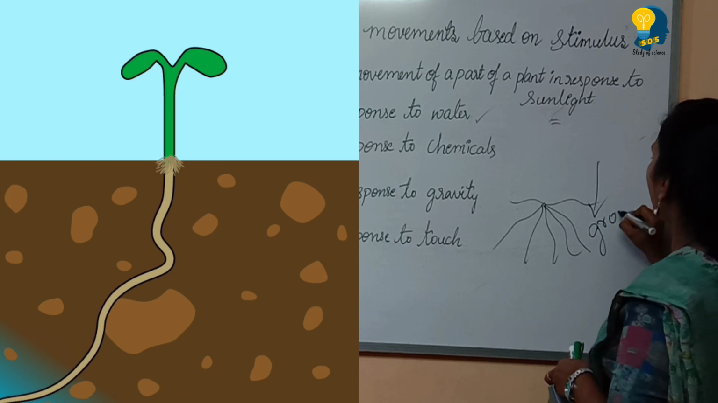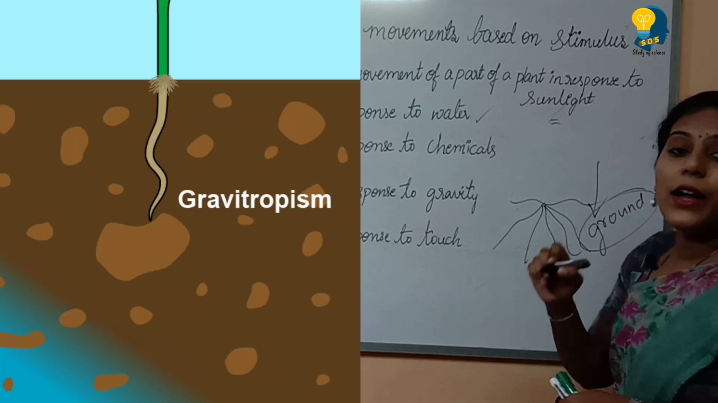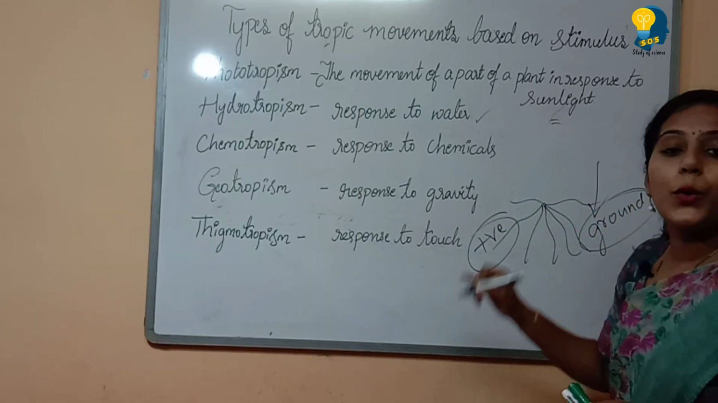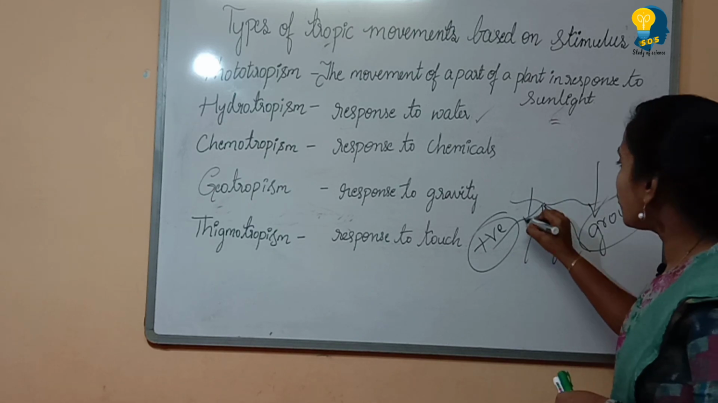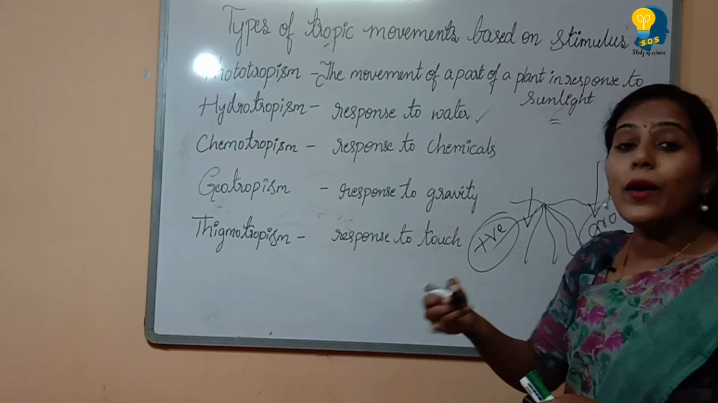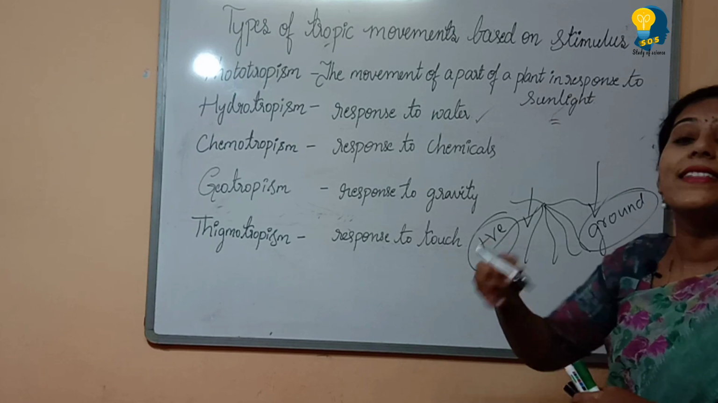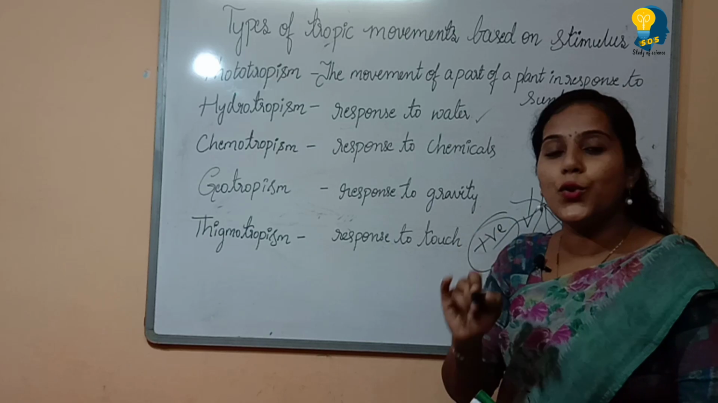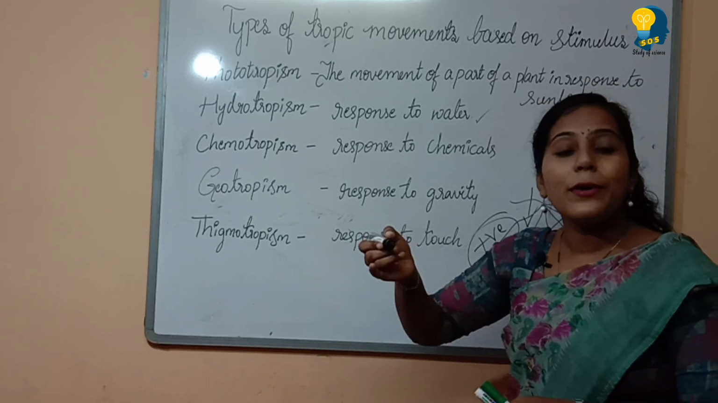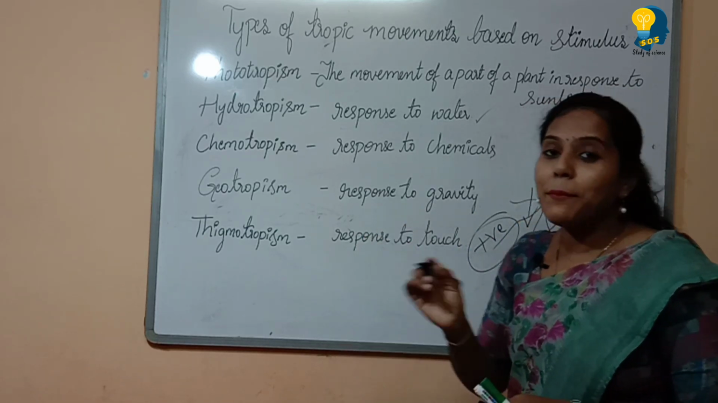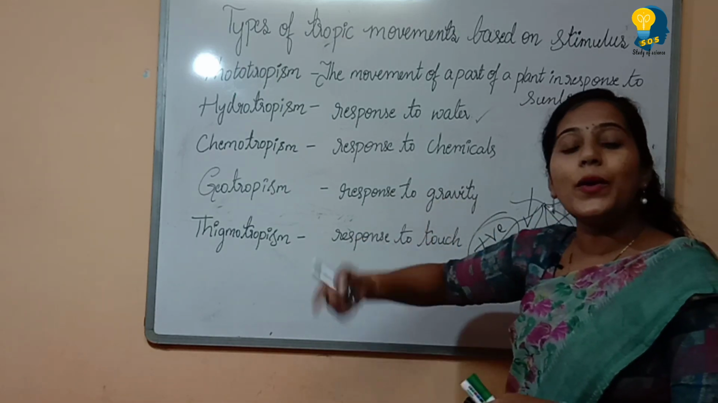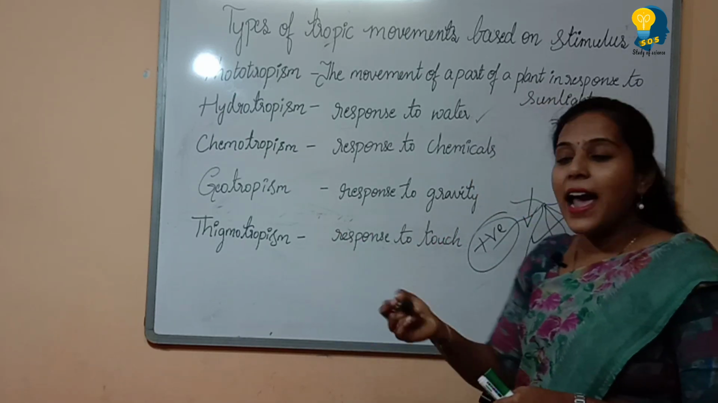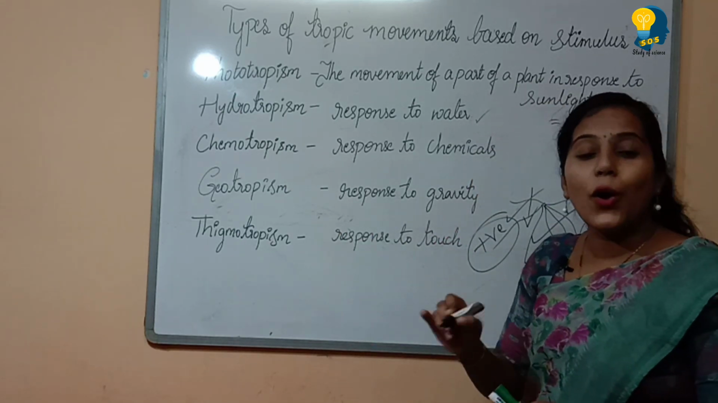As the roots are growing towards the ground, the roots are showing the positive growth towards the gravity. The roots are showing the positiveness towards the soil, towards the ground, towards the gravity. Hence, roots are considered to be positive geotropism. Roots are an example for positive geotropism because the roots are growing towards the gravity. Clear? Hence, root shows the positive geotropism.